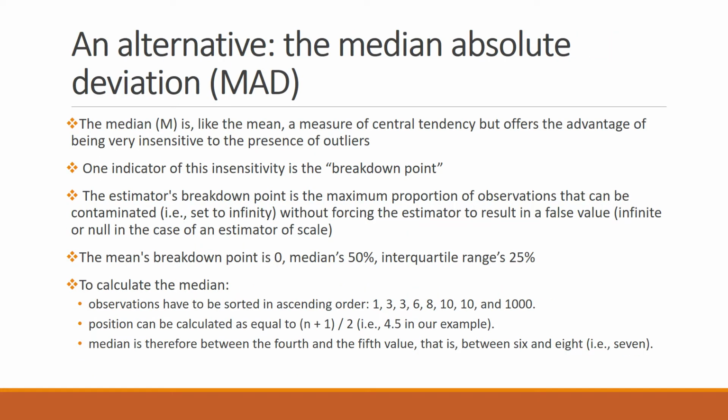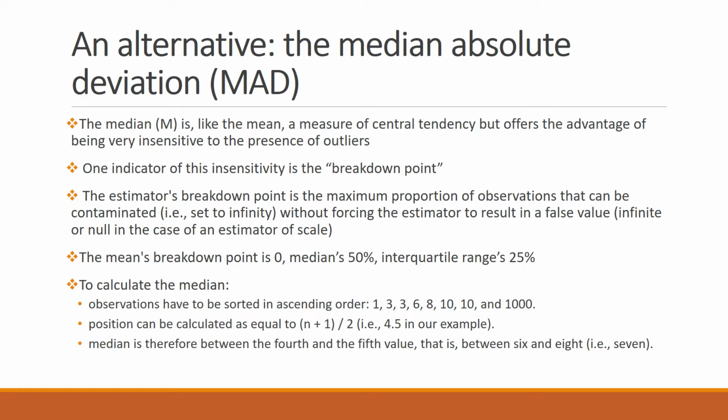Now we'll talk about an alternative suggested by this paper. It is the median absolute deviation, or MAD method. The median is, like the mean, a measure of central tendency, but offers the advantage of being very insensitive to the presence of outliers. One indicator of this insensitivity is the breakdown point.